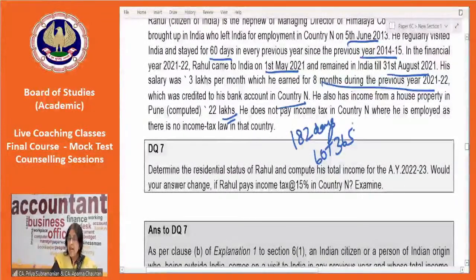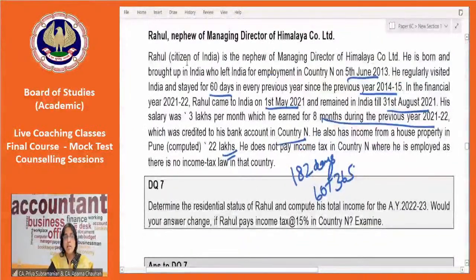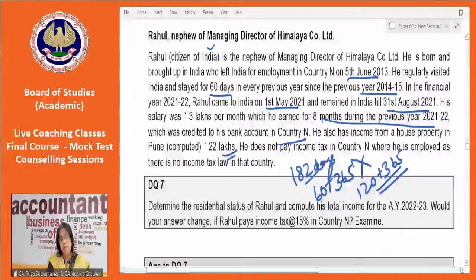But in case of an individual who is born and brought up in India and left for employment, he is a citizen of India. That is also excluded. In case of a citizen of India or a person of Indian origin who is living outside India and comes on a visit to India, the 60-365 condition will not apply in the same form. Instead of that, the 120 plus 365 days condition will apply. So it is either 182 days or 120 plus 365 days.